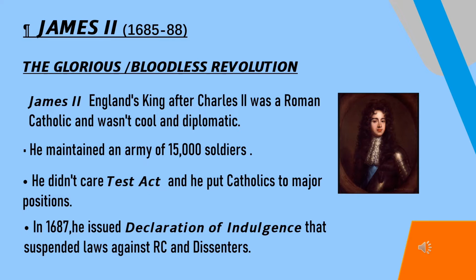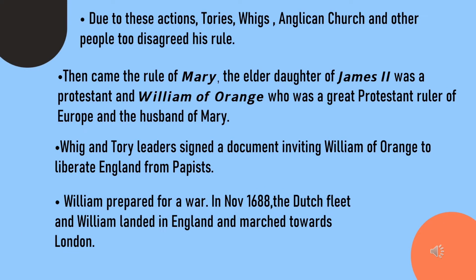The major purpose of this act was to exclude the Roman Catholics and dissenting Protestants from government offices except the House of Lords. But instead of it, King James II put the Catholics in major positions. Later, in 1687, he issued the Declaration of Indulgence that suspended laws against the Roman Catholics and the dissenters. Due to these actions, Tories, Whigs, Anglican Church, and other people too disagreed with the rule of James II.